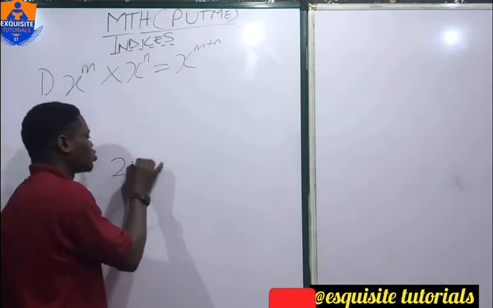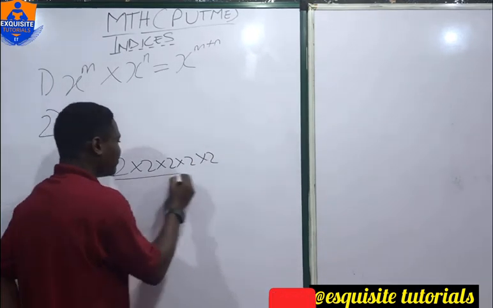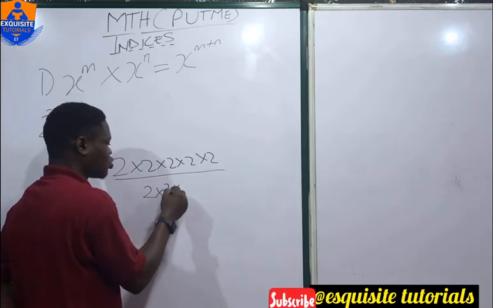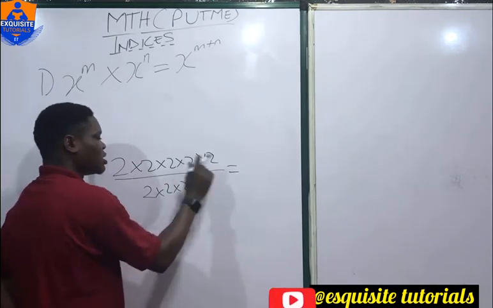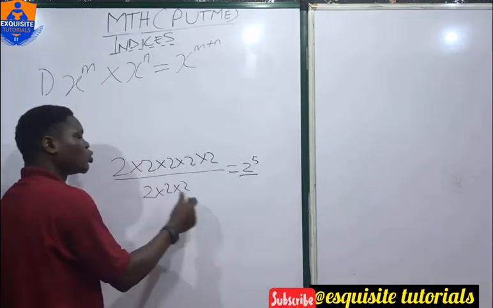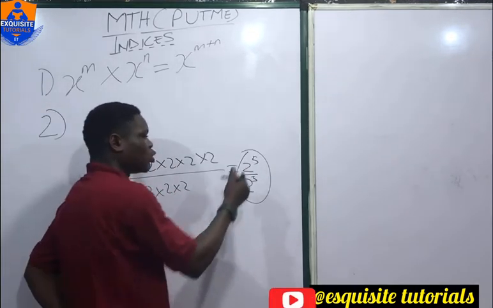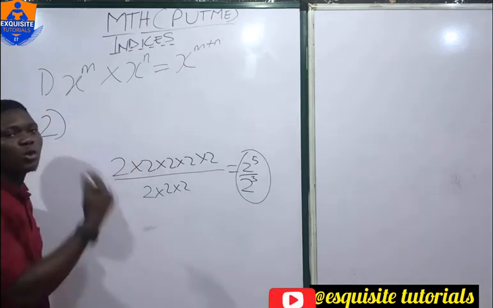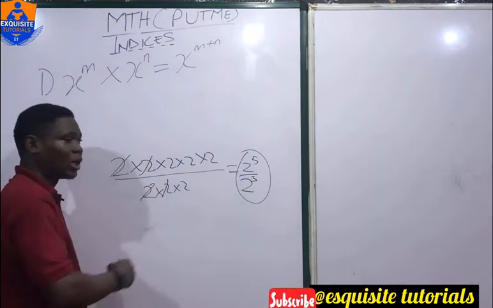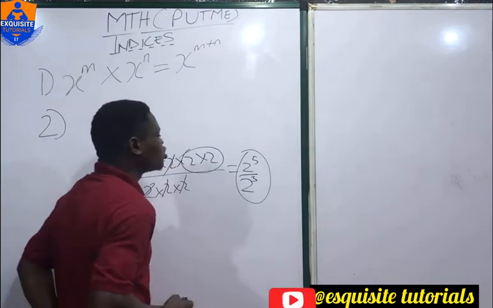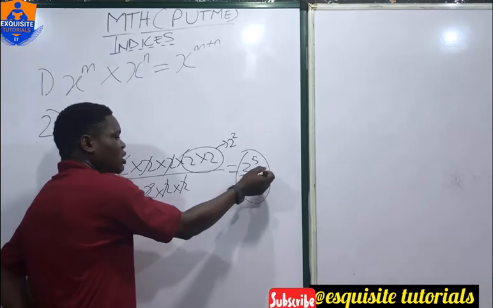Let's say you have 2 times 2 times 2 times 2 times 2, 2 into 5 places, then divided by 2 times 2 times 2. This is 2 into 3 places. Now, 2 into 5 places is 2 raised to the power 5, and 2 into 3 places is 2 raised to the power 3. At the beginning, you will stop here because the laws of indices have not come into place. But what will happen if you expand it here? One of these 2 can cancel out, one of these 2 can cancel out, one of these 2 can cancel out. So you are left with 2 times 2, which is 2 raised to the power 2. So everything here is the same as this.